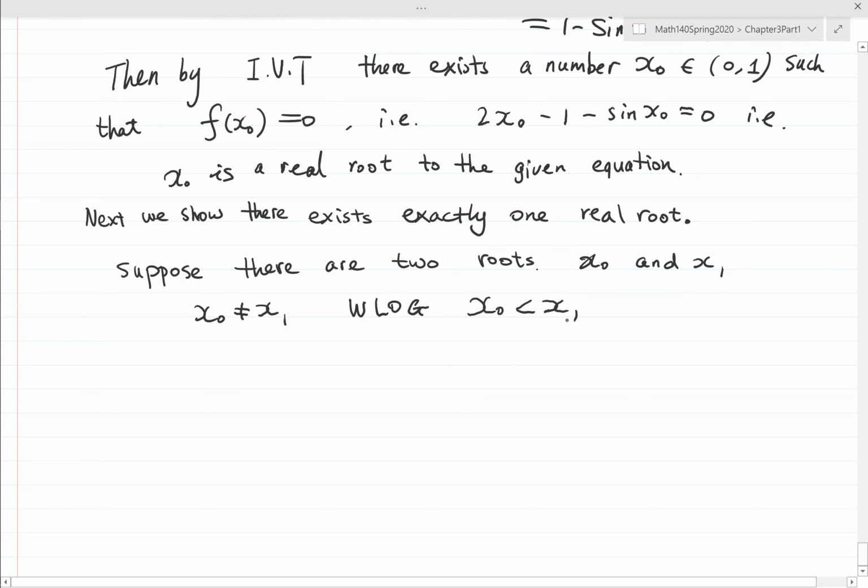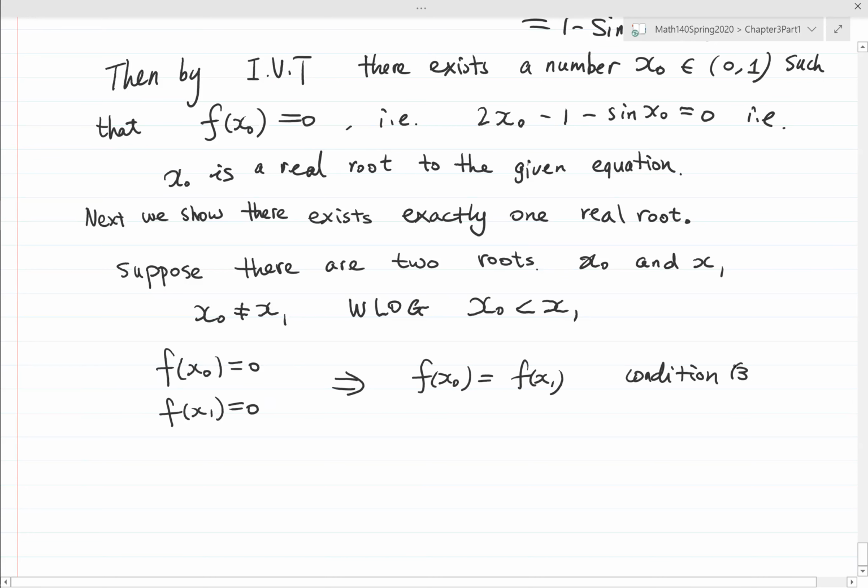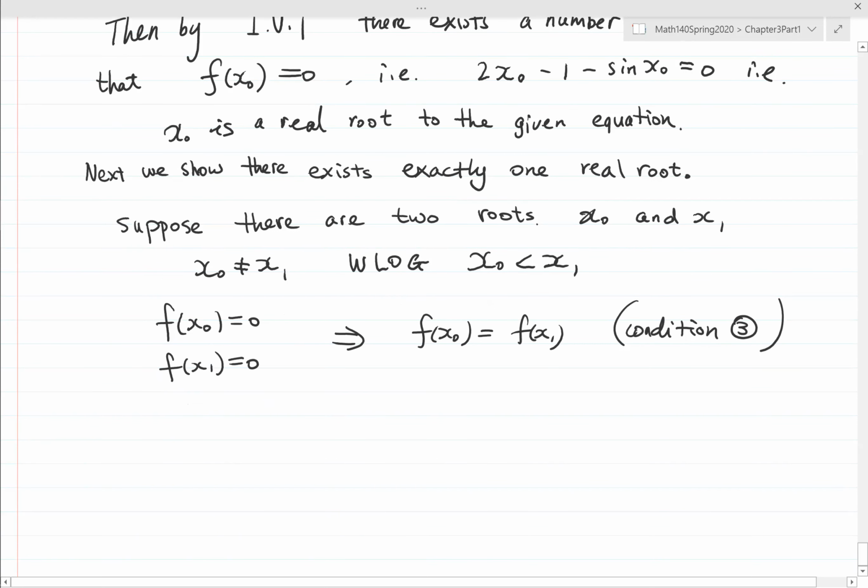Then we can apply Rolle's theorem. We have f(x0) equals 0 and f(x1) equals 0, so we can conclude that f(x0) equals f(x1). This is condition 3 of Rolle's theorem: the two function values agree.